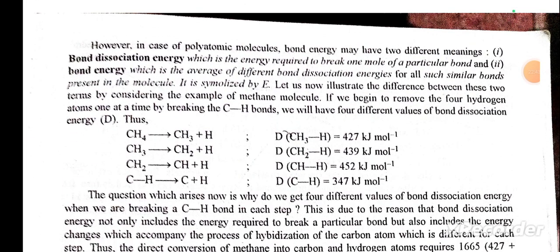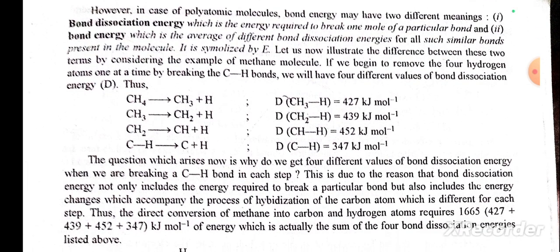However, in the case of polyvalent atoms, the bond energy may have a different meaning. First is bond dissociation energy, which is the energy required to break 1 mole of a particular bond, and the bond energy, which is the average of the different bond dissociation energies for all the similar bonds present in the molecule. The symbol is E. Let us now examine the difference between the two terms by considering, for example, the methane molecule.